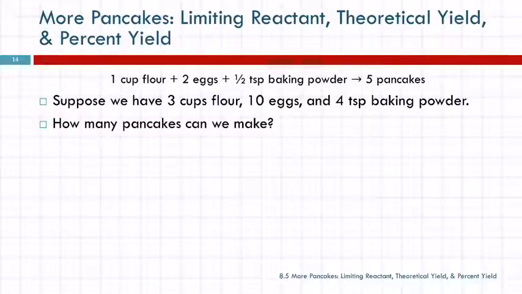More pancakes. We're going to go back to pancakes. Okay, so there's our recipe again. Suppose we have 3 cups of flour, 10 eggs, and 4 teaspoons of baking powder. How many pancakes can we make? Quick. I hear 15. 15? How did you figure that out?